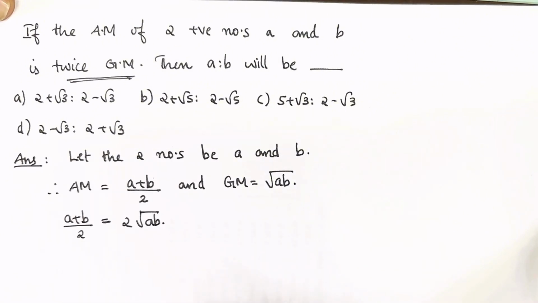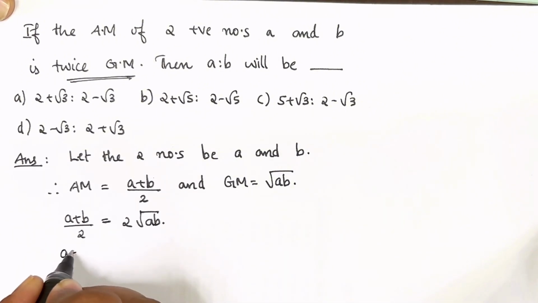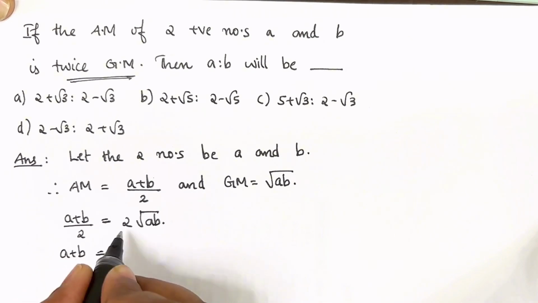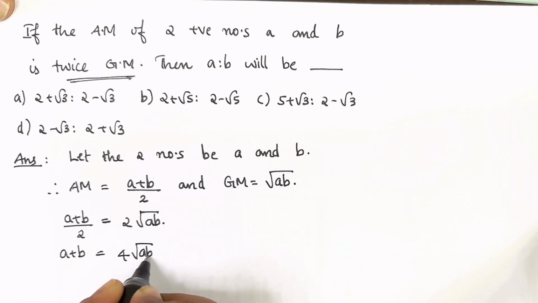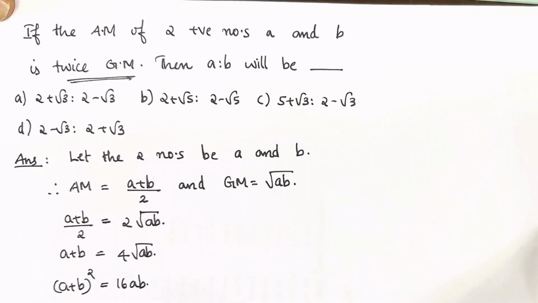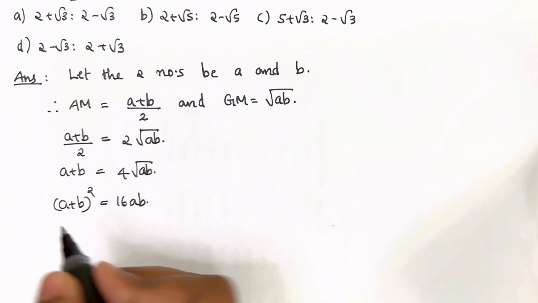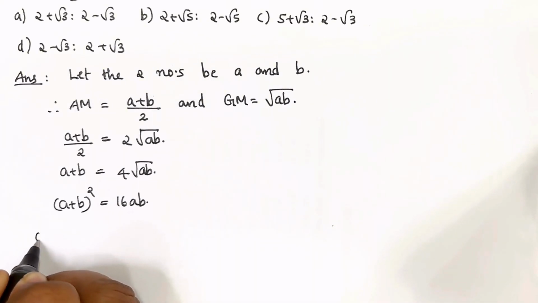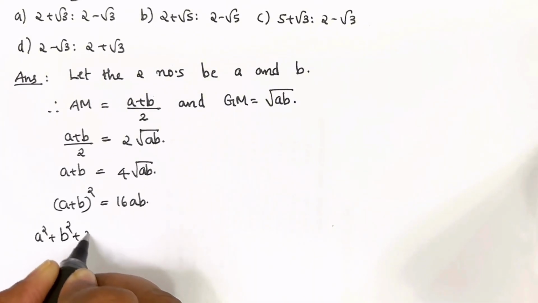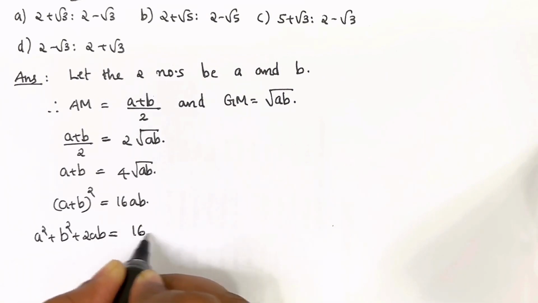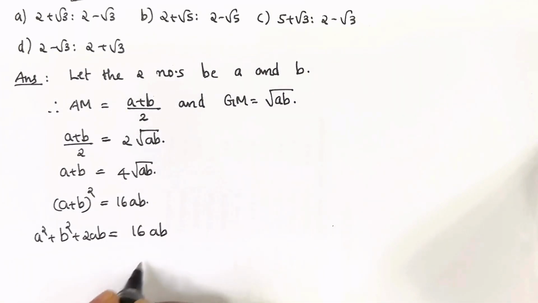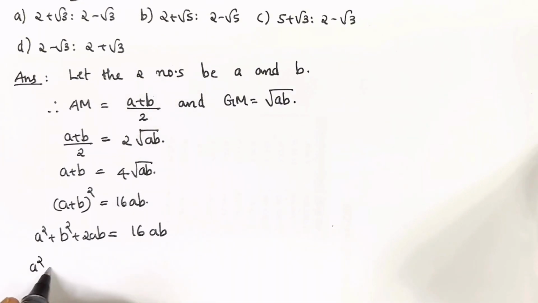Now simplify this equation and find out a and b. Therefore, a plus b is equal to 4 times square root of ab. Now to remove the square root, we can square this equation. (a plus b) whole square is equal to 16ab. Now expand this (a plus b) square, that is a square plus b square plus 2ab is equal to 16ab. The 16ab can be taken to the LHS. Therefore, we can write a square plus b square plus 2ab minus 16ab, that is minus 14ab, is equal to 0.